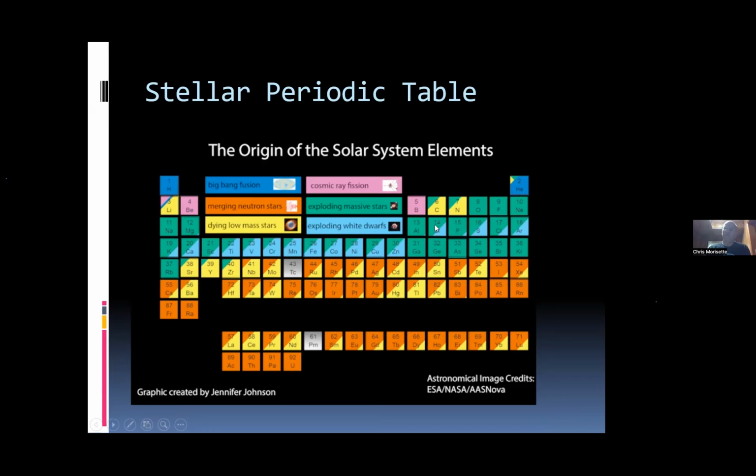One other thing I'll point out here: if you look at a particular block, you'll see that it has two colors, and these shades may occupy different sizes in that box. That's just trying to give you a rough idea of the percentage of that element that came from, say, in the case of carbon, dying low mass stars versus an exploding massive star. So a lot to digest with this table, but well worth the effort to study and understand it. It took me quite a while to get there, and I probably have more to learn.